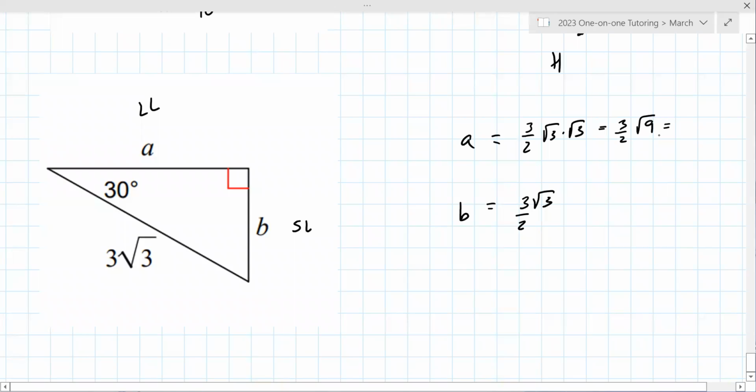3. Good. So it's 3 halves times 3. So I get rid of the square root once I simplify it like that, and I get an easy answer, and that would be 9 halves. Yes.